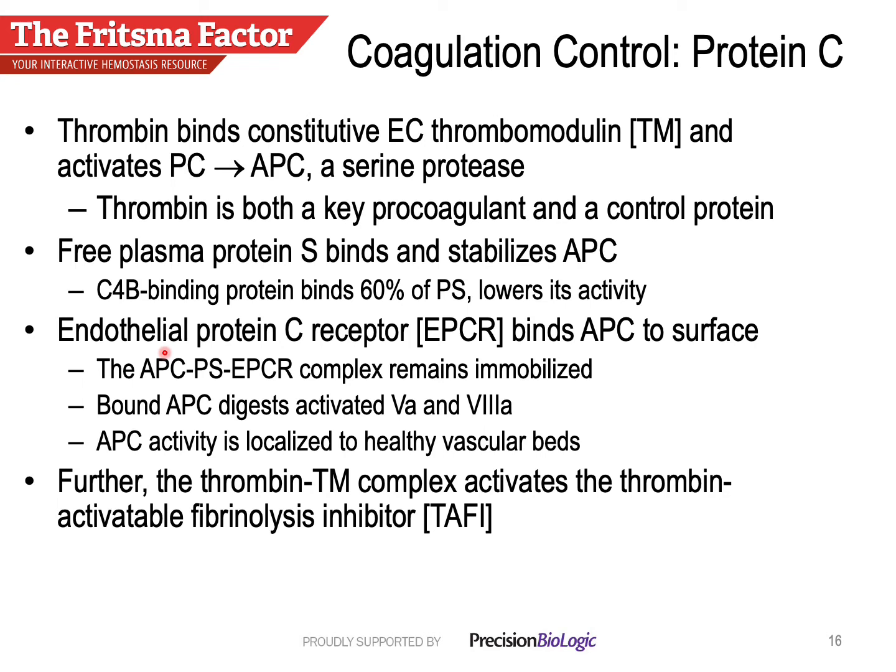Endothelial cell protein C receptor binds activated protein C to its surface, and the bound APC digests activated 5 and 8. Via this process, activated protein C activity is localized to healthy vascular beds. Meanwhile, the thrombin-thrombomodulin complex activates the thrombin-activatable fibrinolysis inhibitor.